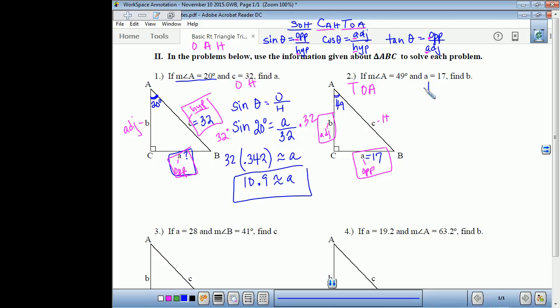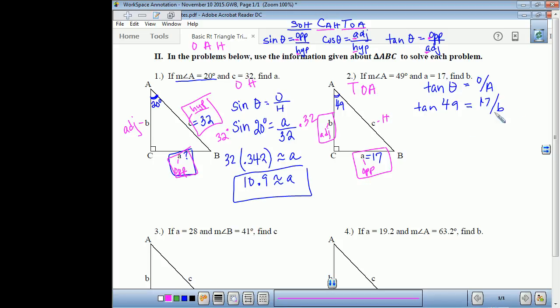So this is what we're starting with. Tangent of the angle is the opposite side over the adjacent side. So in this particular problem, tangent of 49 is equal to the opposite, 17, over the adjacent, B. We don't know that. That's what we're trying to solve for.